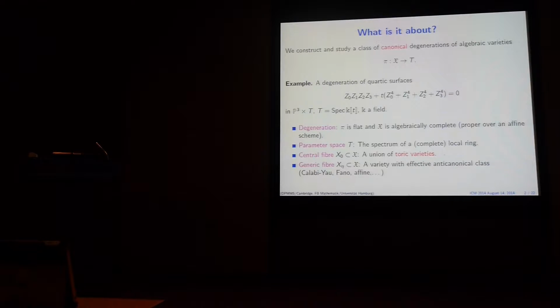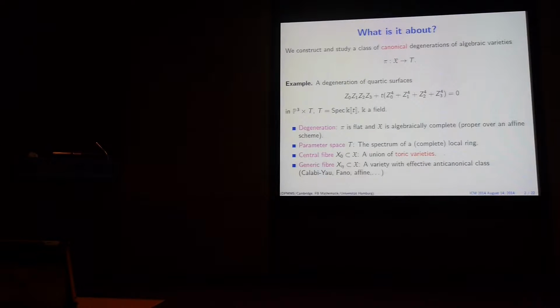That means, if you don't know this term, you could think of something proper, but it's also important to admit affine examples. So in general, it just means it's proper over an affine scheme. This affine scheme is of course not T in general, but something sitting in between. The parameter space T can be the spectrum of a complete local ring, or domain rather. The central fiber, and that's a very important feature of our construction, is a union of toric varieties. So if you look at this example, if you take t equals 0, you're left with product z_i equals 0, and you just get the union of coordinate hyperplanes in P3. That's a union of toric varieties.